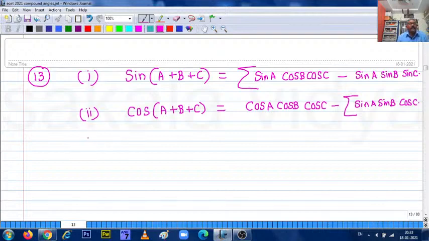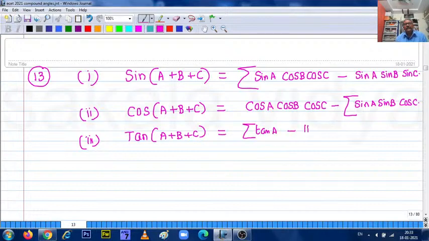So next third one is tan of A plus B plus C. Tan of A plus B plus C is equal to, this we can remember, sigma tan A minus pi tan A. So what is the difference between sigma and pi also? I will explain later, don't worry. Over 1 minus sigma tan A tan B.